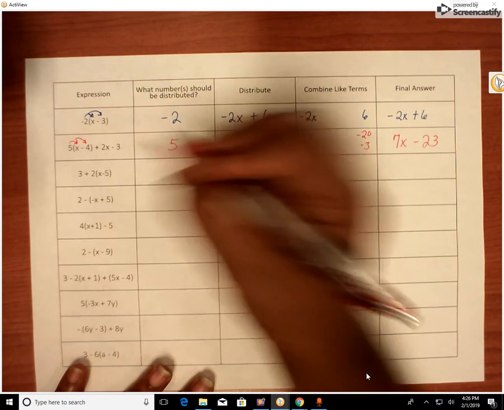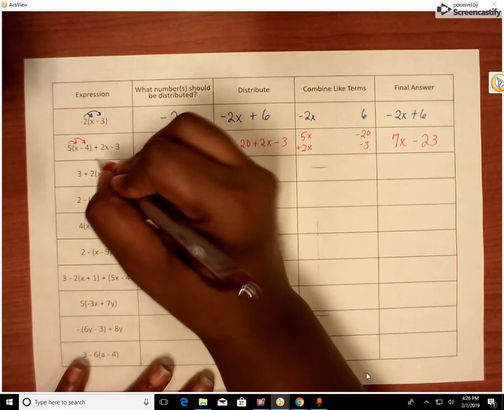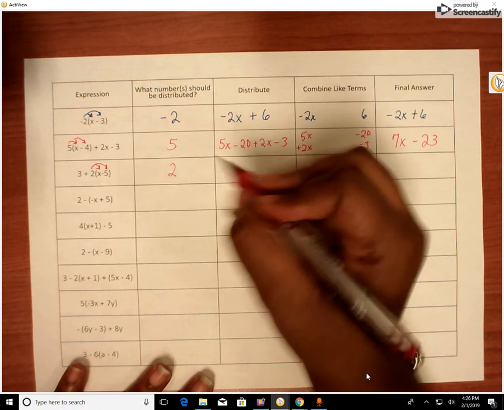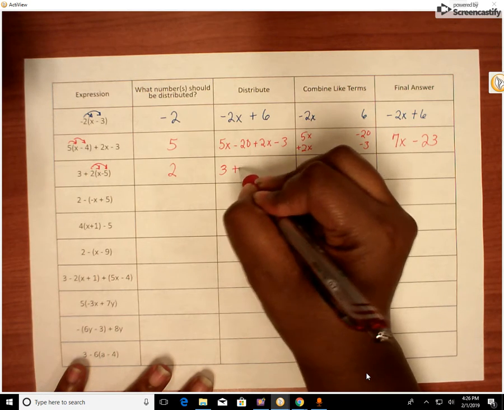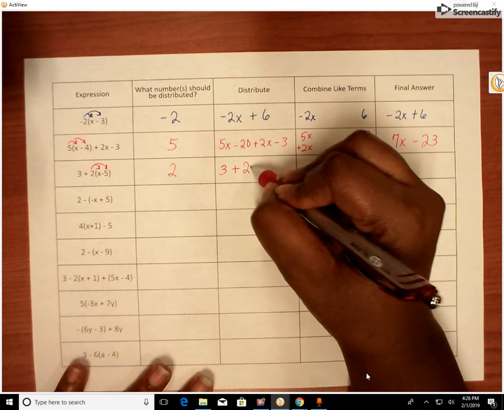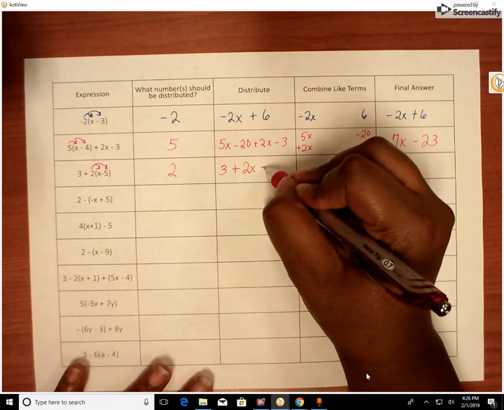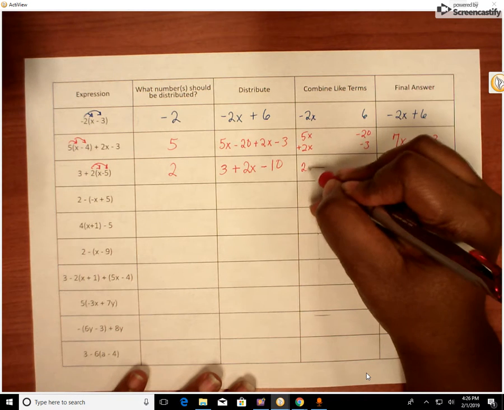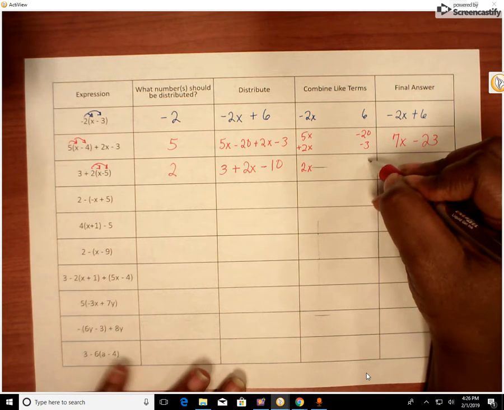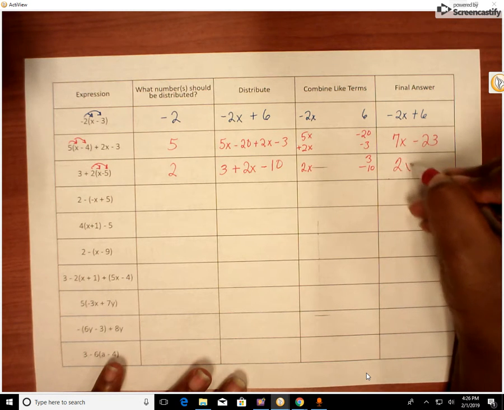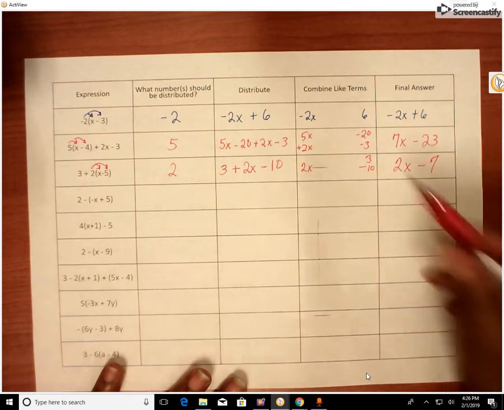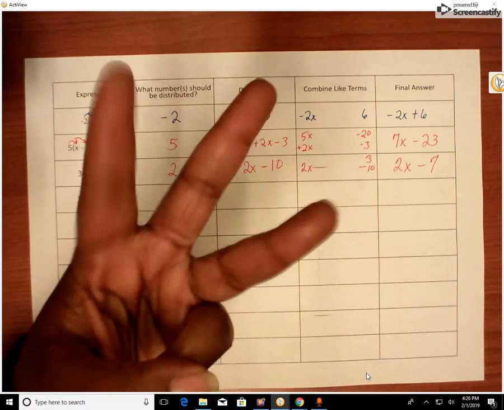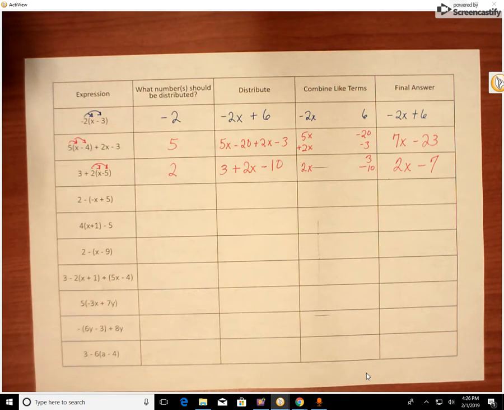So here we see that we are distributing a 2. That 3 stays the same. 2 times x is 2x. 2 times the negative 5 is minus 10. We only have that 2x, that's the only x I see. And then we have 3 minus 10. So 2x minus 7. So again, you have 3. How are you going to pull 10 from that? You can't. You need 7 more.